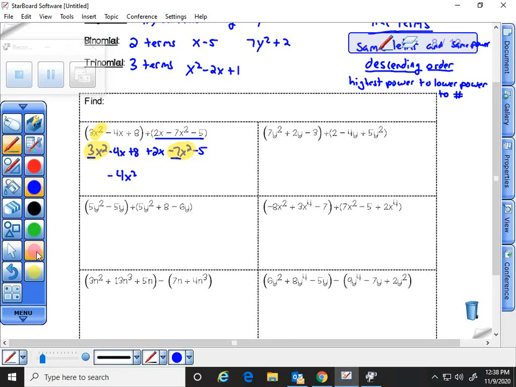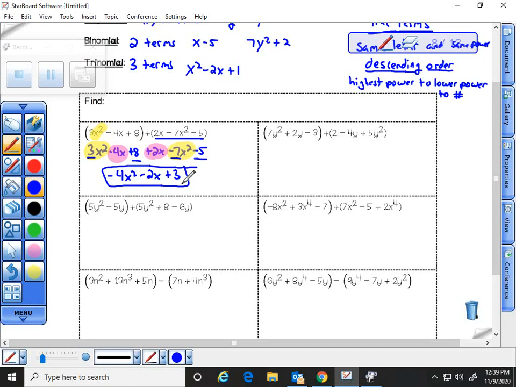And then I'll look at my x's. So a negative 4x and a plus 2x. That'll give me a minus 2x. And then my numbers, 8 and a minus 5 is a plus 3. All right, notice that I add or subtract the numbers in front of the x squares, add or subtract the numbers in front of x's, add or subtract the numbers by itself. Also notice this is in descending order. X squared is the highest power, x to the first, and then the number.